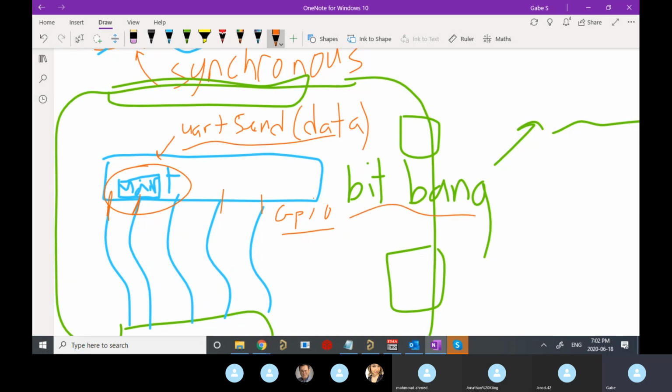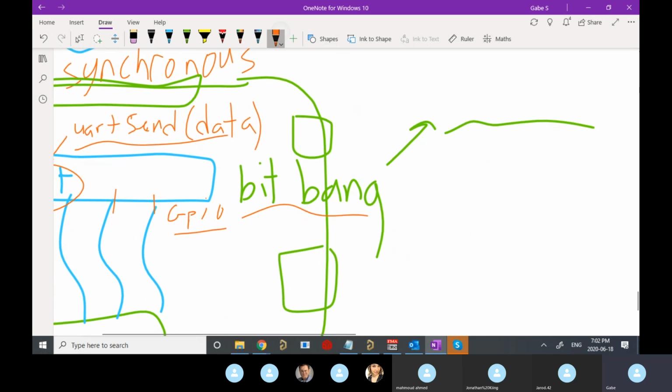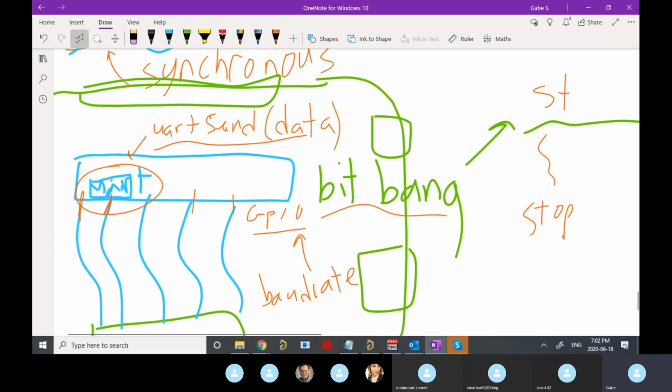If you're bit banging it and you're writing it all from scratch, you're going to have to specify start bit, data, stop bit, exactly how fast you're going to toggle these pins. So the baud rate, you have to be very precise on that. And you have to do all that from scratch. So it's definitely possible, but a lot harder, more work, and a lot more code to write than just using the built-in pins.